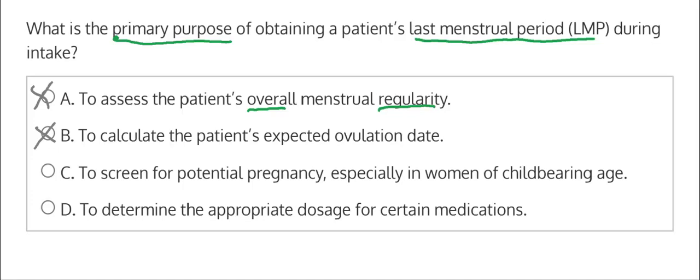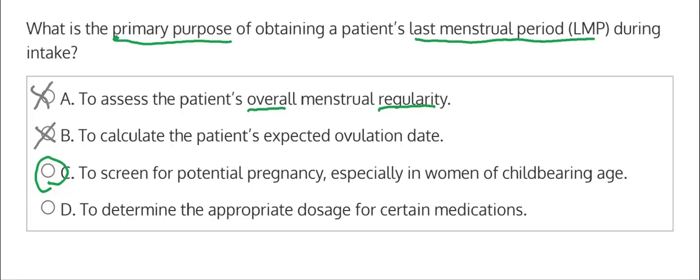And if they're not pregnant, maybe there's other factors involved in their overall health that are involved with not having their period at a certain time. And so that would also be important for the provider to know. So this all seems like good information to obtain. So for now, we will go with option C, but let's take a look at option D as well, just to be sure.